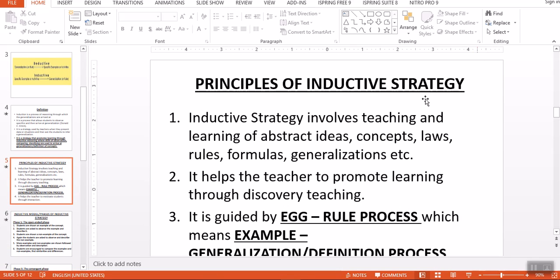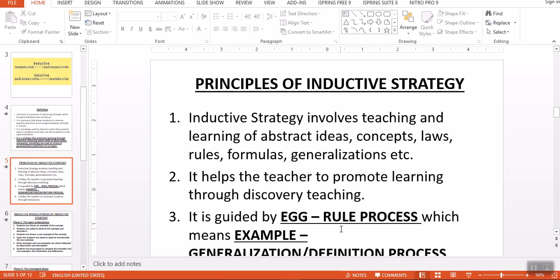The principles of inductive strategy are: Inductive strategy involves teaching and learning of abstract ideas, concepts, laws, rules, formulas, and generalizations. It also helps teachers to promote learning through discovery teaching. So probably teachers give a few examples and then the students try to explore more. So that is what it means.